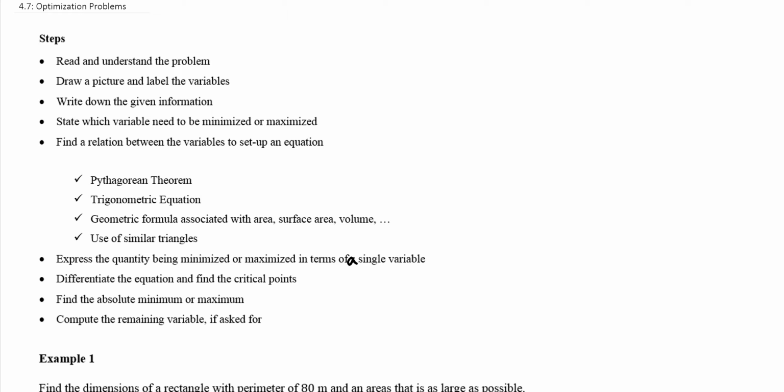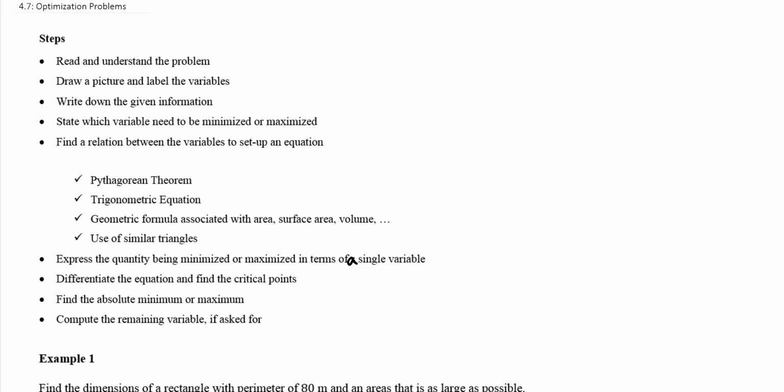Differentiate the equation and find the critical points. Because when we talk about minimum, maximum, that reminds us about differentiation. So we differentiate it, set it equal to 0 or does not exist, and find the critical points. Then we're gonna find the absolute min or max.